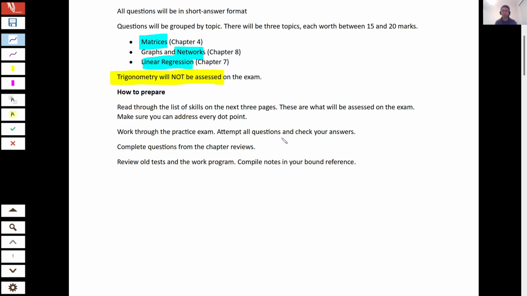So the first thing I want you to do is have a look at the list of dot points that I have given you on the next 3 pages. And I'm going to look at that in a moment. Once you've done that, I want you to work through the practice exam. So you can start doing that during today's class.